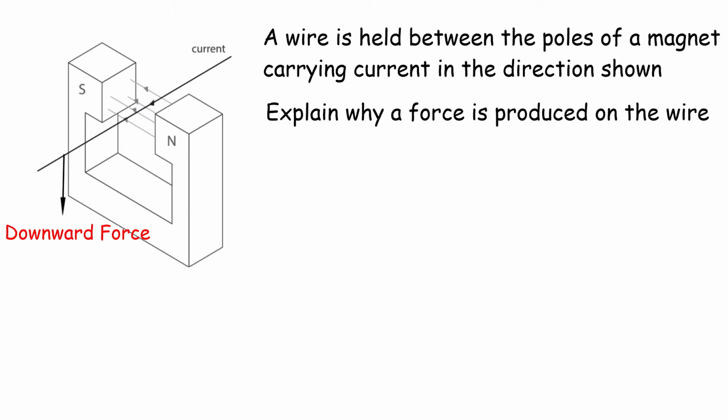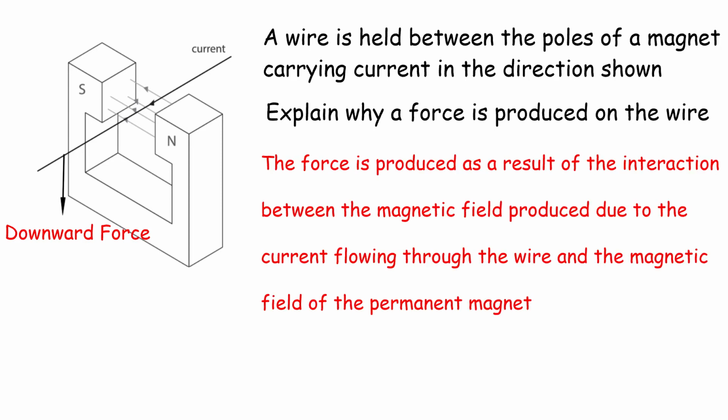The next question is, explain why a force is produced on the wire. We know the force is produced as a result of the interaction between the magnetic field produced due to the current flowing through the conductor and the magnetic field of the permanent magnet. When these two fields interact, a force is produced.